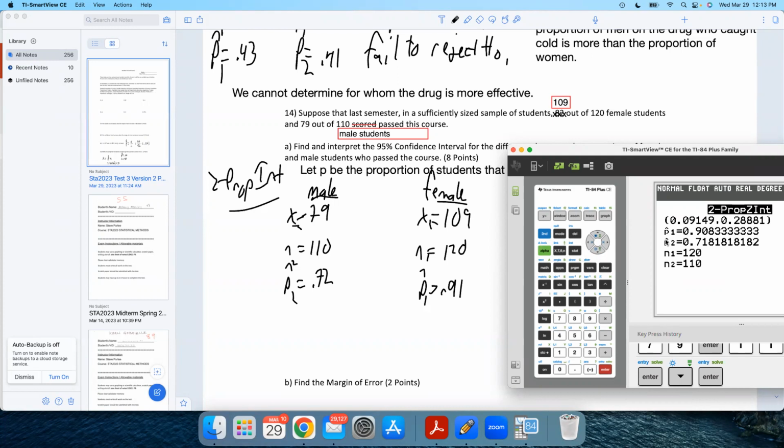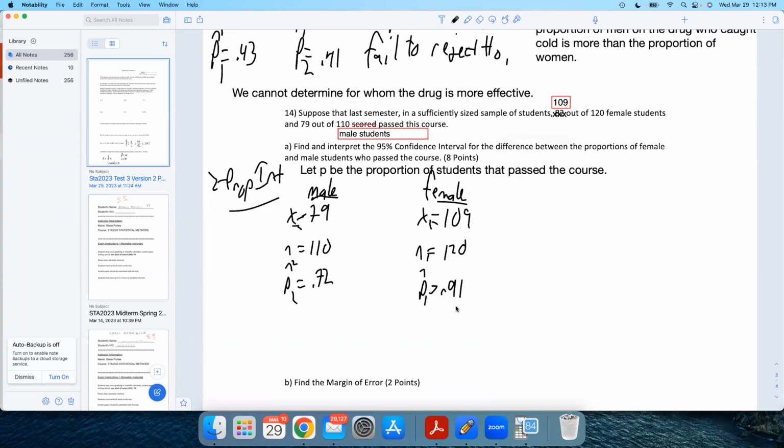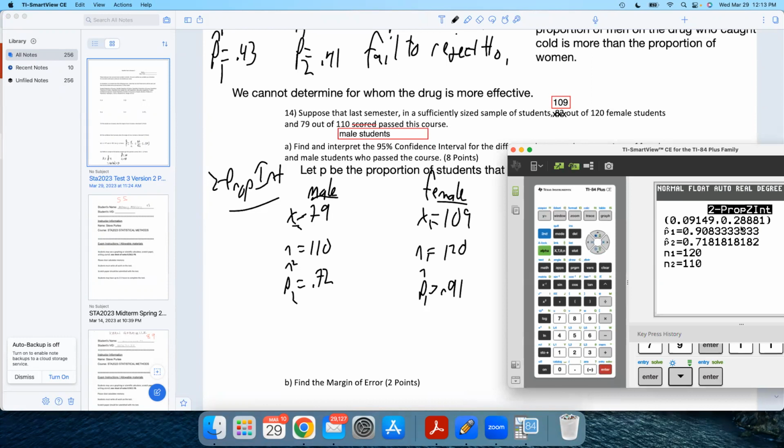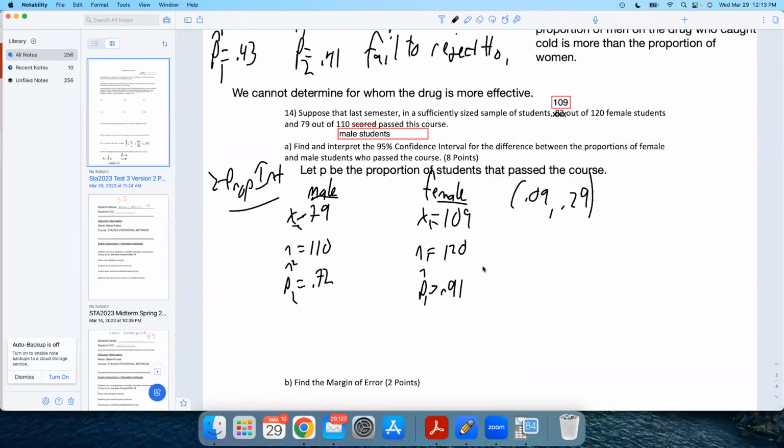Now, here's the hardest part. Writing this out in words. So that's 9% and 29%. I'm just going to round those off. So we got 0.09 to 0.29. Right? So we're always talking about how much higher group 1 is than group 2. So it's not 9% of anybody did anything, 29% of somebody did not do something. These are how much higher the girls were than the guys.